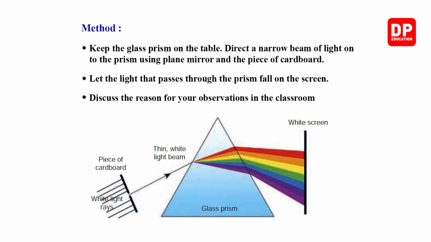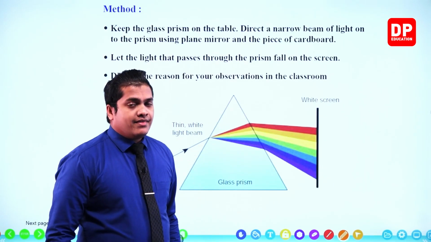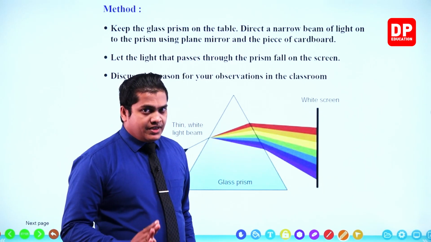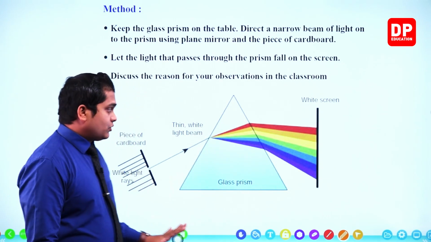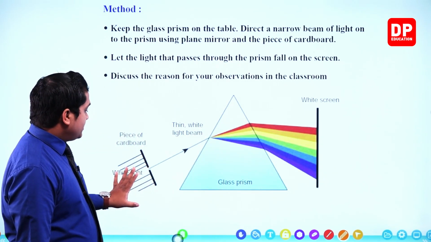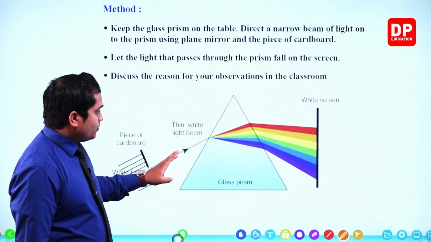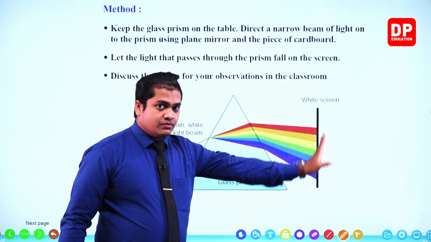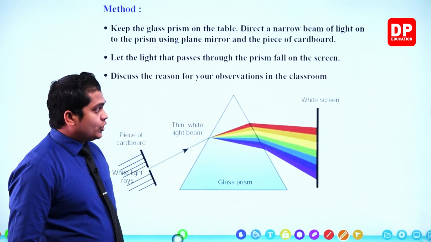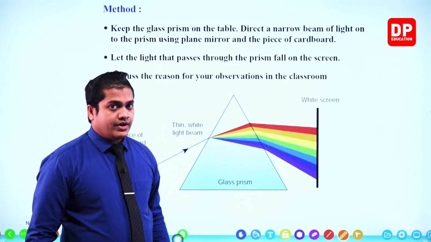Keep the glass prism on the table. Direct a narrow beam of light on the prism using the plane mirror and the piece of cardboard. So using the piece of cardboard and the plane mirror, you have to direct a beam of light towards the prism as per the figure given here. See? This is the white light ray which is coming towards the prism and it is getting refracted, and you can clearly observe that it is going to fall onto that white screen over there, right?